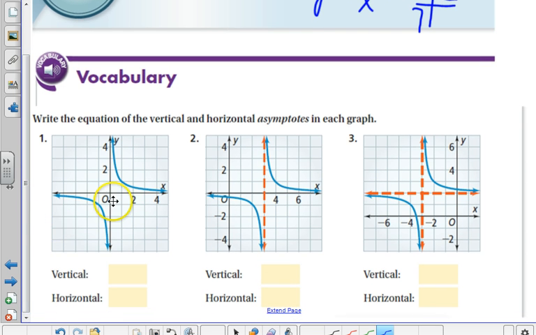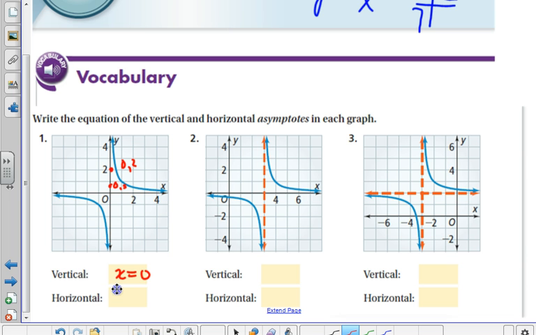I don't know if you have this. I think you do. The equation for the vertical and horizontal asymptote for each one of these. Anybody help me out? Number 1, vertical asymptote. Vertical's this way, so it's the y-axis, so its equation is x equals 0. Because all the points on it are like 0, 0.5, 0, 2, all the x's are 0. That's why that's the equation of the y-axis, okay?